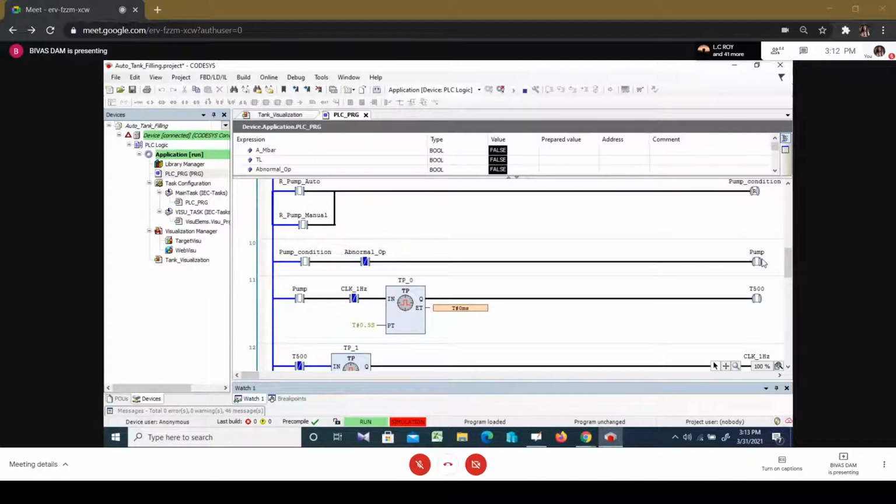So why is that required? Now, in case my abnormal situation is rectified, as the pump condition is memorizing what should happen to the pump, whether the pump should have been on or off, that condition is retained in this pump condition. So that memory will be useful to resume the pump state in the previous condition as soon as the abnormality has been rectified. So that I have done, but you may do it in your own way also.